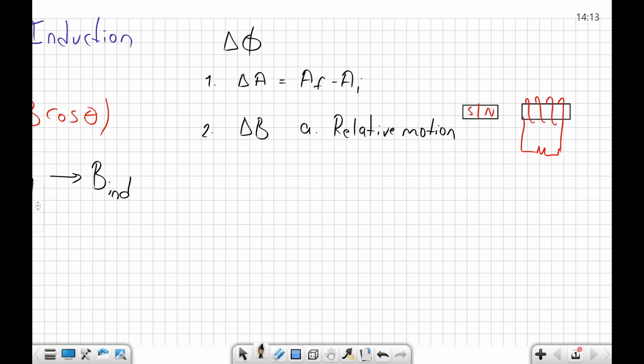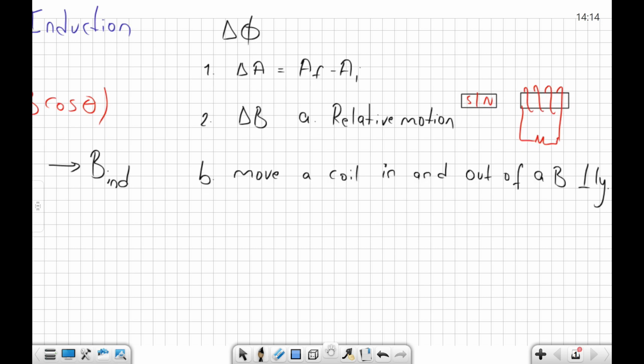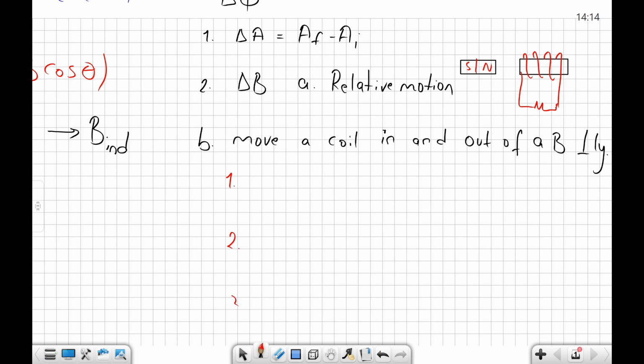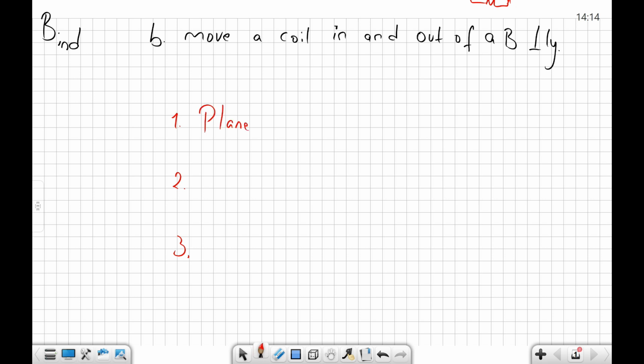For part B, I can move a coil in and out of a magnetic field perpendicularly. So the direction of the velocity is always perpendicular in all of the three cases that I will be talking about in a moment. First one, second one, and third one. In all three cases, I will have the plane of the coil with respect to the magnetic field. In the first one, the plane will be perpendicular. In the second one, the plane will be at an angle. And in the last one, the plane will be parallel.